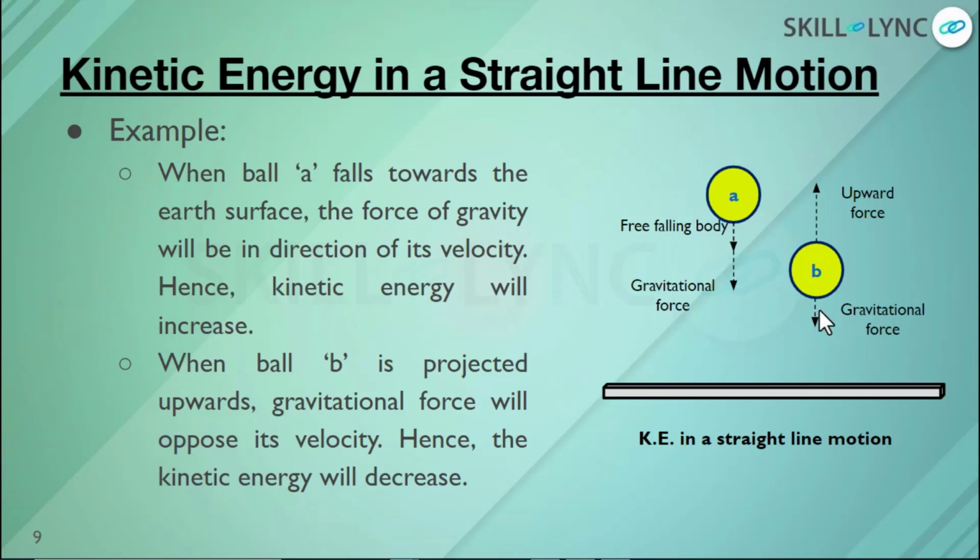Therefore, both the upward force and the gravitational force would be in opposite directions. Also, since the ball is moving upwards, the direction of velocity would be upwards, whereas the direction of gravitational force is downwards. Therefore, both velocity and gravitational force will be in opposite directions, and this will cause kinetic energy to decrease.